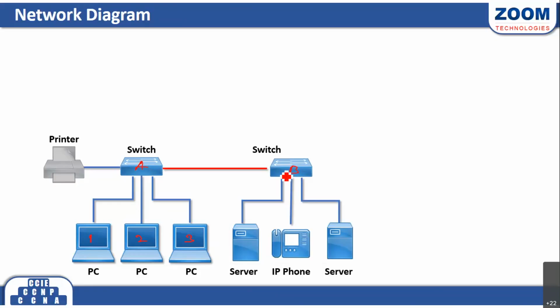That's it. Once you make one cross cable, PC1 can access the printer, PC1 can access a server, PC1 can access another server also. All devices are now part of the network.